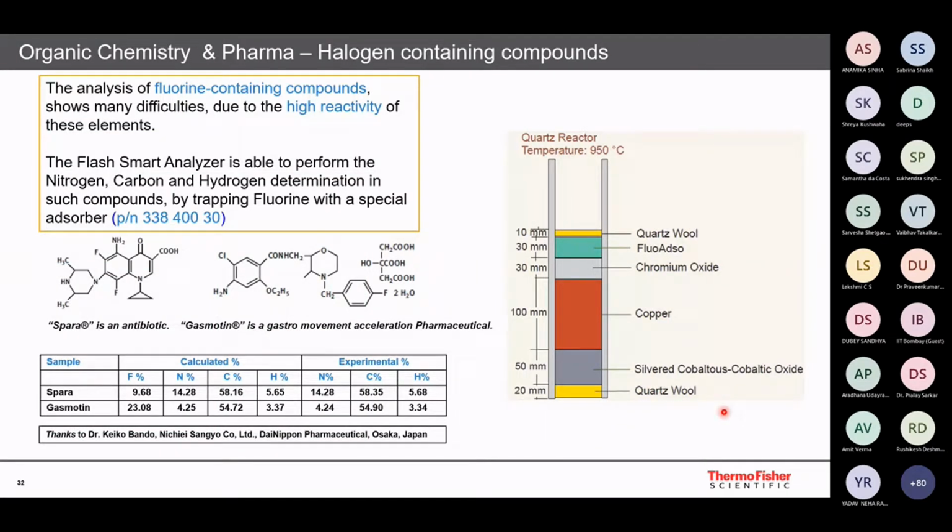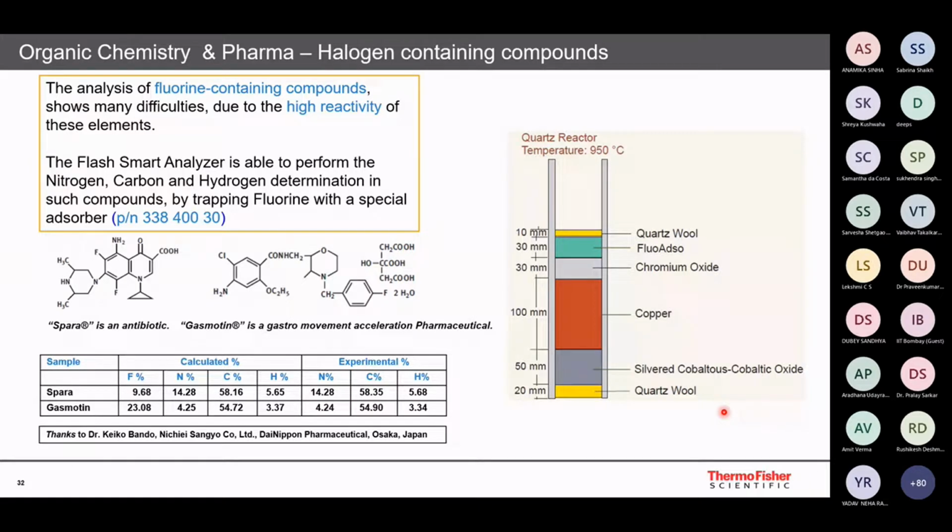Now, most of the time, what happens? Customers want to analyze halogenated compounds. When any halogenated sample is there, mostly fluorine is a very dangerous chemical. It kills your reactor. Due to that fluorine, there is a chance you cannot get repeatable results. If high fluorine is in your sample, it will damage the reactor.